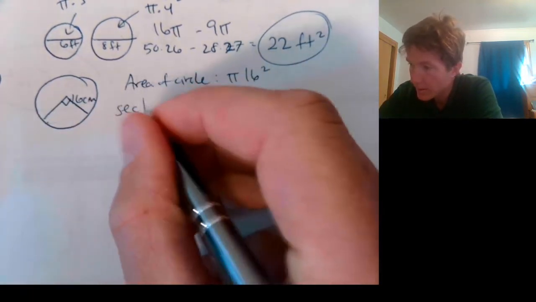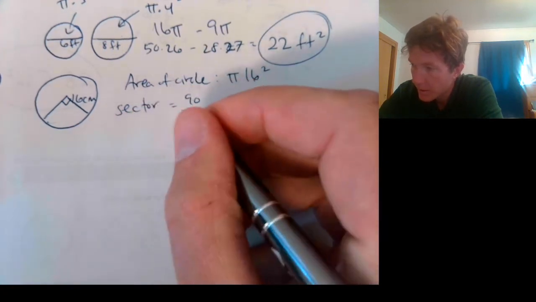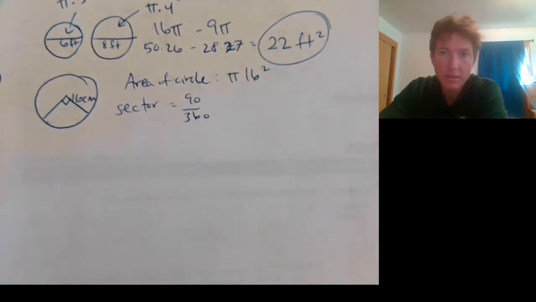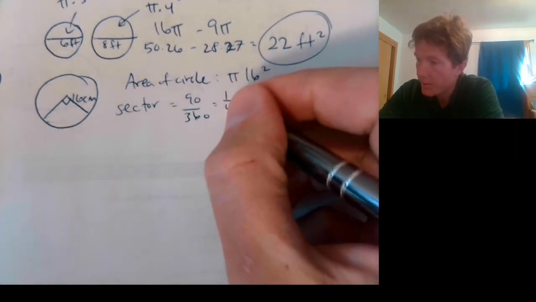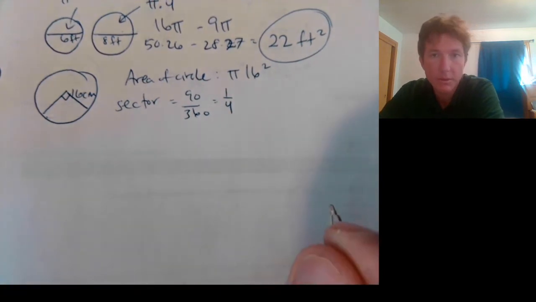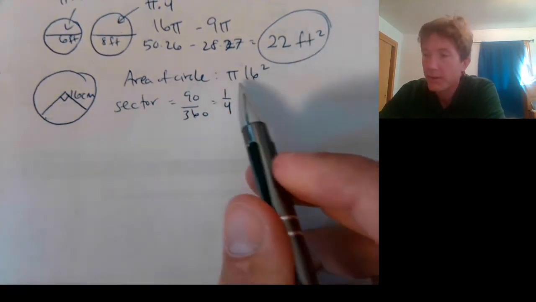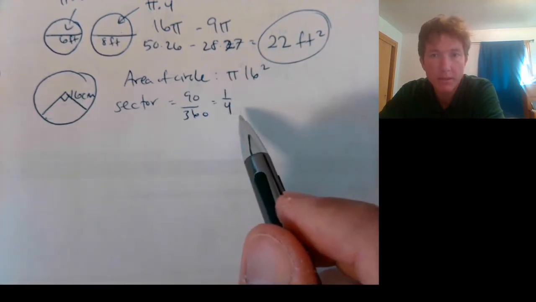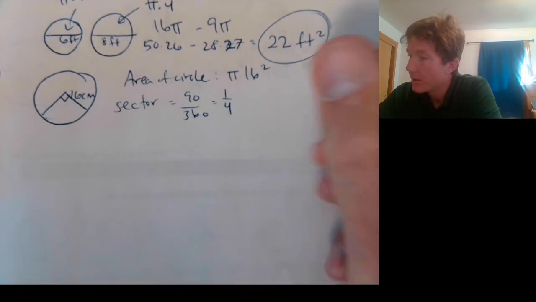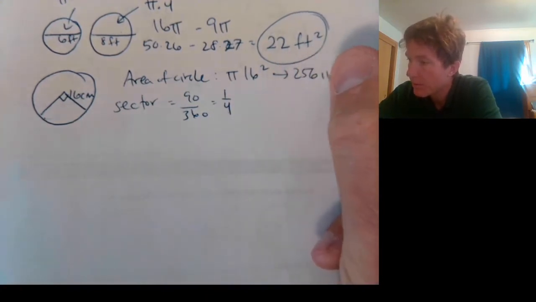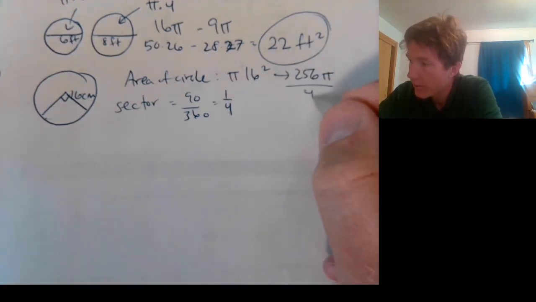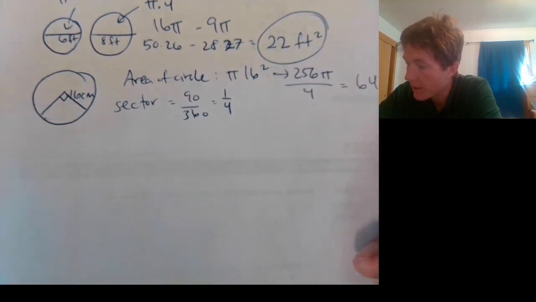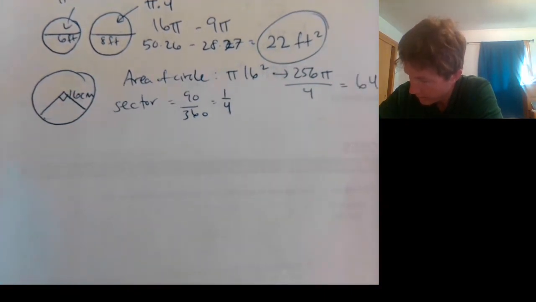And then the sector in this case is 90 over 360. That's because there's a right angle. So the sector is a fourth of your circle. Well, it's a quarter of the pi. So I'm going to figure out the area here, and then I'm going to multiply that area by a fourth, or I can divide by 4. So this is 256 pi divided by 4 is 64 pi, and we're dealing with centimeters squared.